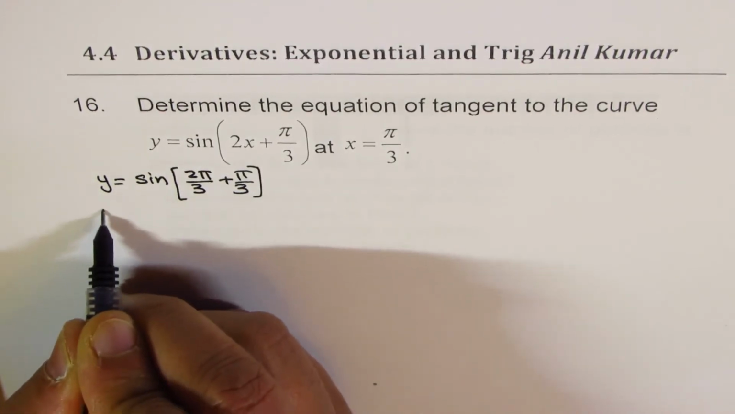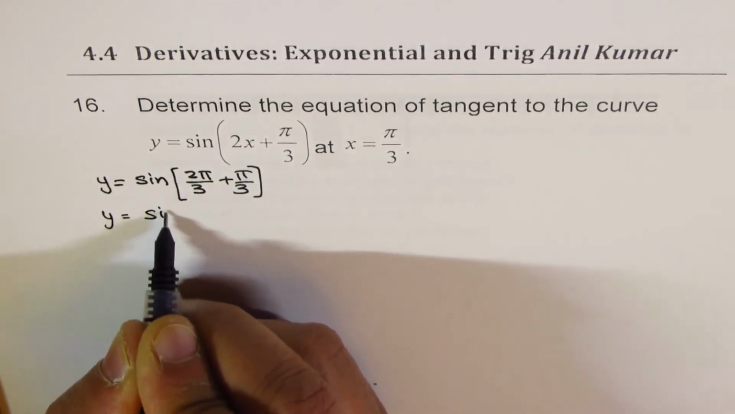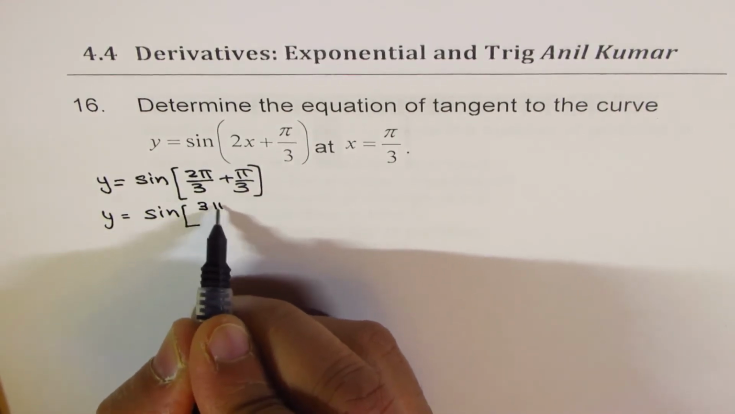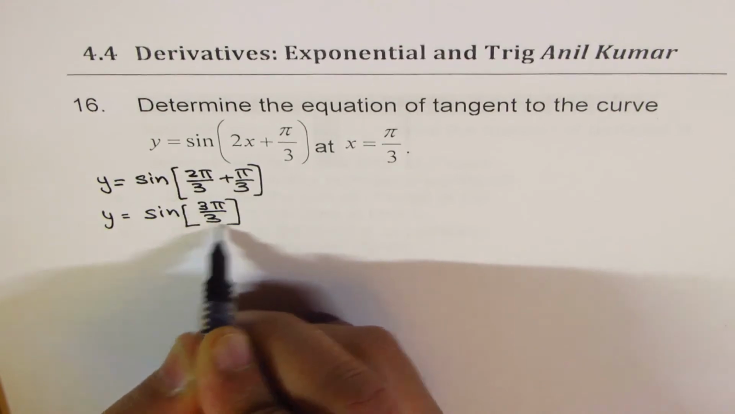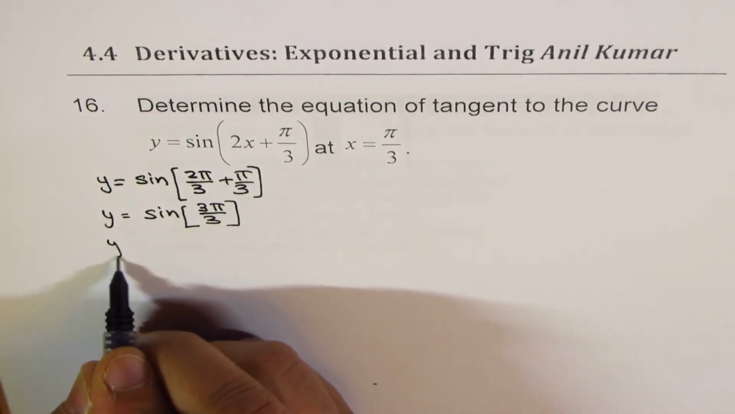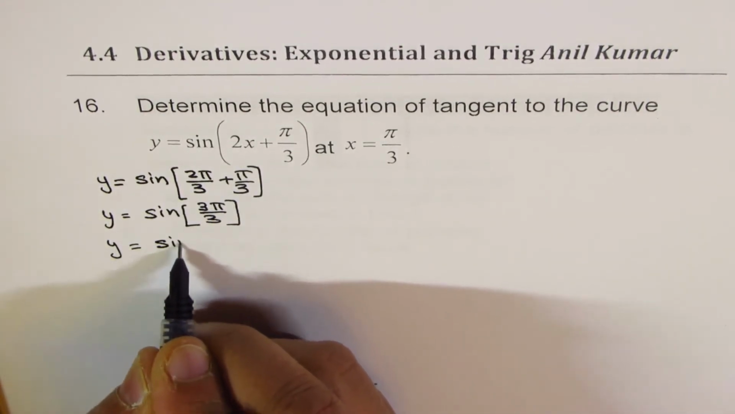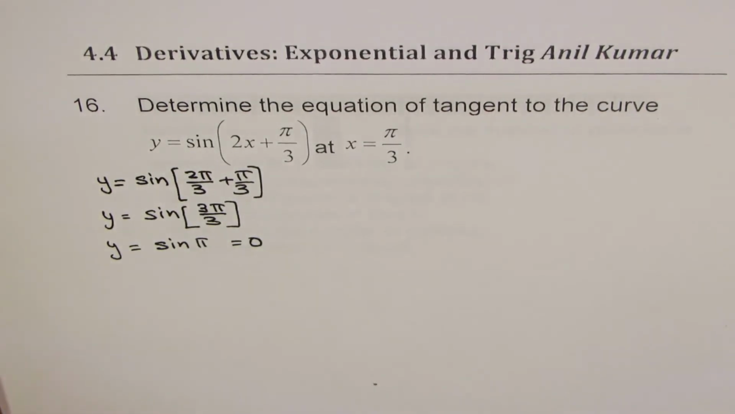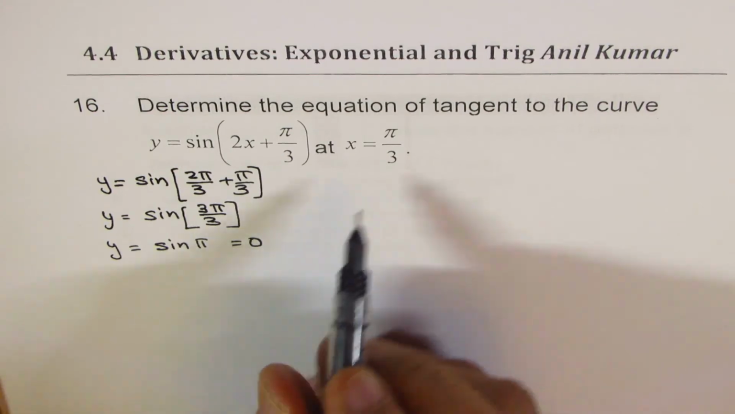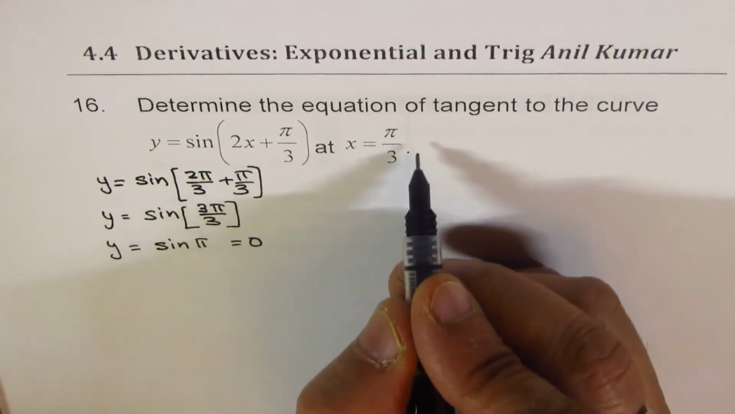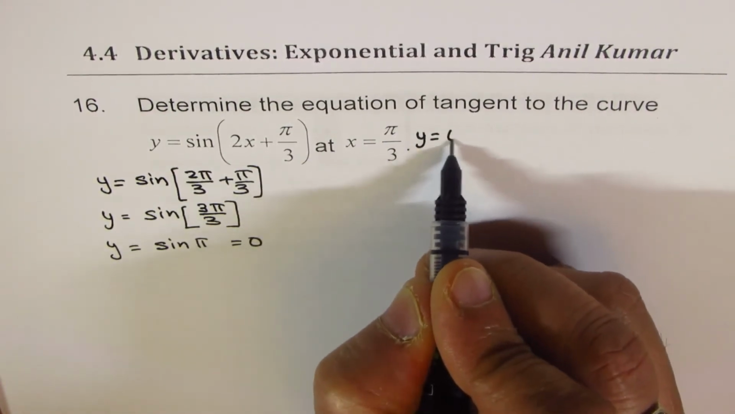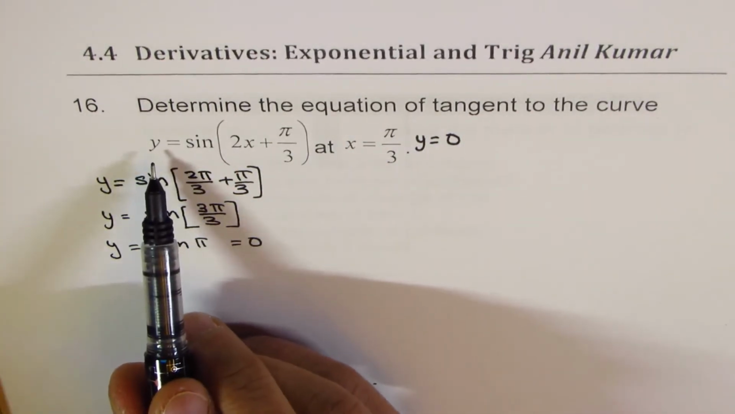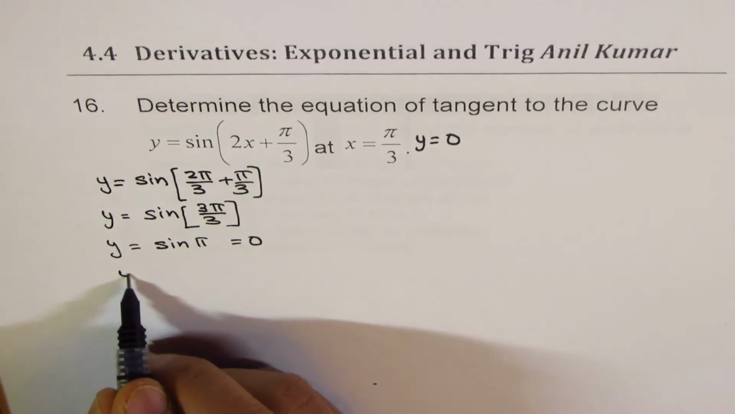So y equals sine of 3 pi by 3. 3 pi by 3 is pi, and sine pi is 0. So the point is x equals pi by 3 and y equals 0. Now to find the equation, we need to find the slope. So let's find the first derivative.